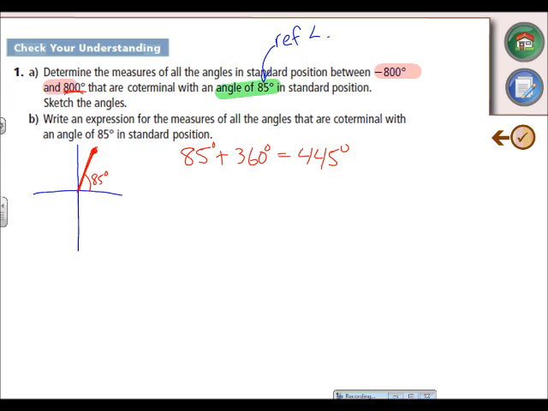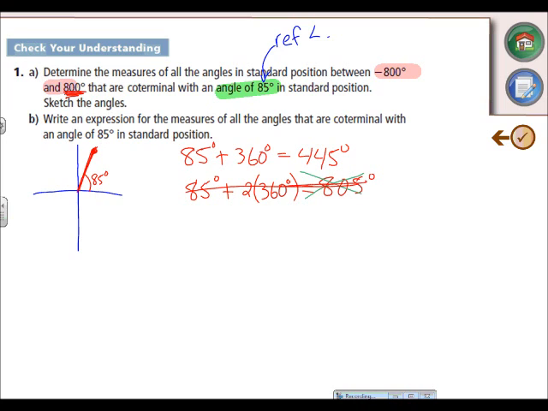Let's go another 360. I could add 360 to 445, or I could go 85 degrees plus 2 times 360 degrees, which is really 720. 720 plus 85 degrees gives us 805 degrees. Whoa, but wait, I can only go up to 800 degrees. That's a no-go. That's past where I'm allowed to go. So the only other positive answer is 445. Let's do the negative ones.